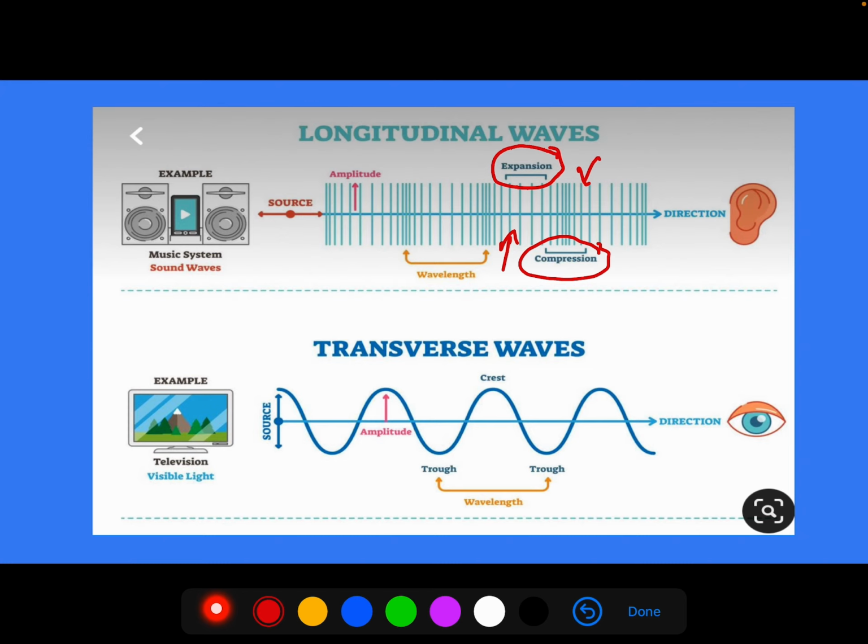Coming to the transverse wave, an example is visible light; here in the diagram we can see the television, and it can be detected using our eyes. Here we can see the movement from the equilibrium position, there will be a crest and trough. The maximum height is known as amplitude, and the distance between two consecutive crests or between two consecutive troughs is known as wavelength, as we have discussed earlier. This motion, having a crest and trough, is known as a transverse wave.